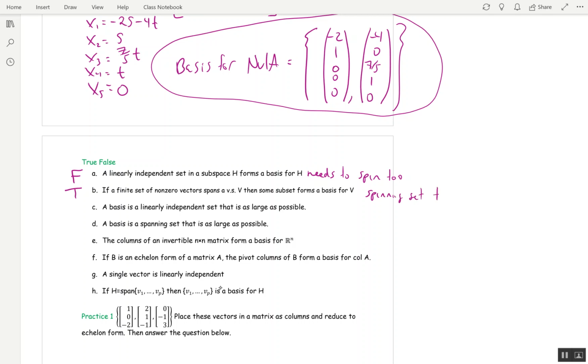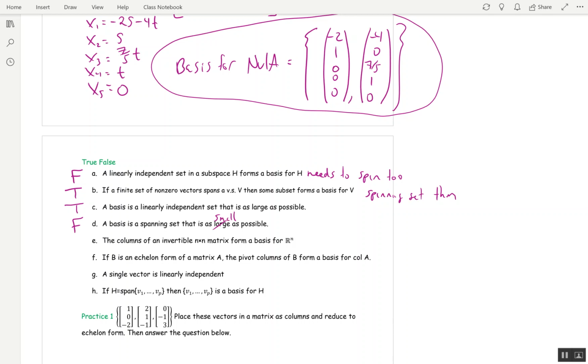The spanning set theorem says you can keep tossing out vectors that are linearly dependent until you get a lean mean fighting machine. A basis is a linearly independent set that is as large as possible. That's true. If you added one more vector, you'd have a dependent set. A basis is a spanning set that is as large as possible. That's false. You want it to be as small as possible.